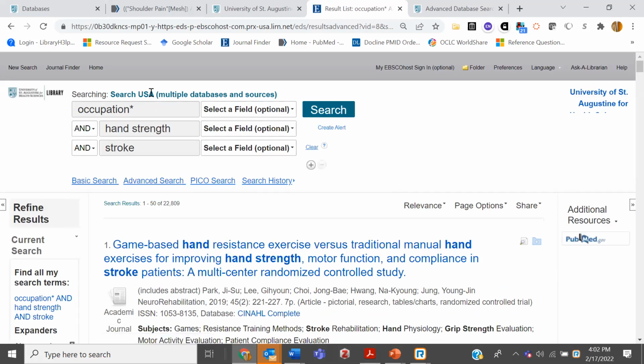So if you're getting too few results, you can try doing some truncation of one of your keywords to capture different variations of that word, right? Nurse, nursing, nurses, all could be captured with NURS asterisk. So you can use that truncation, or that sort of root stem searching, to broaden your search out a bit as well.